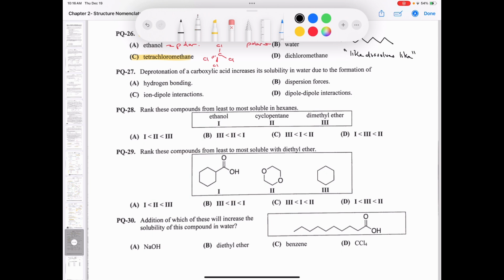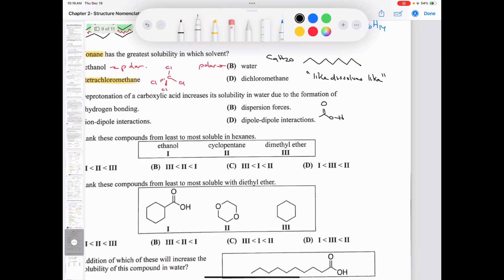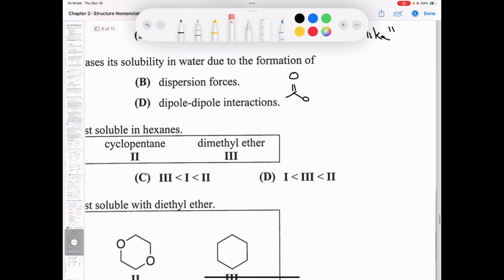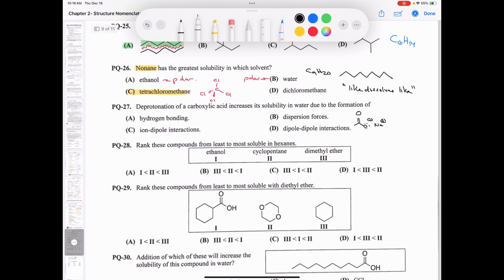And what happens when we take a carboxylic acid, if we take a carboxyl group like this, if I can just zoom in a little bit, and it says here deprotonation. So when we deprotonate this, if we remove the proton with a base, then we end up with a salt, right? We end up with an ionic compound. And so we have an ion, and that's going to interact with the dipole in water.